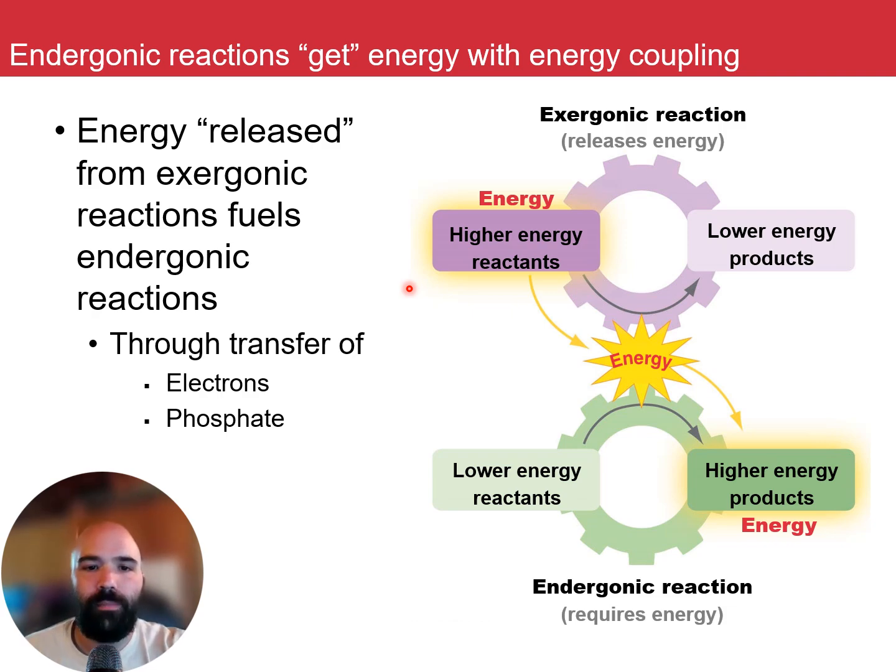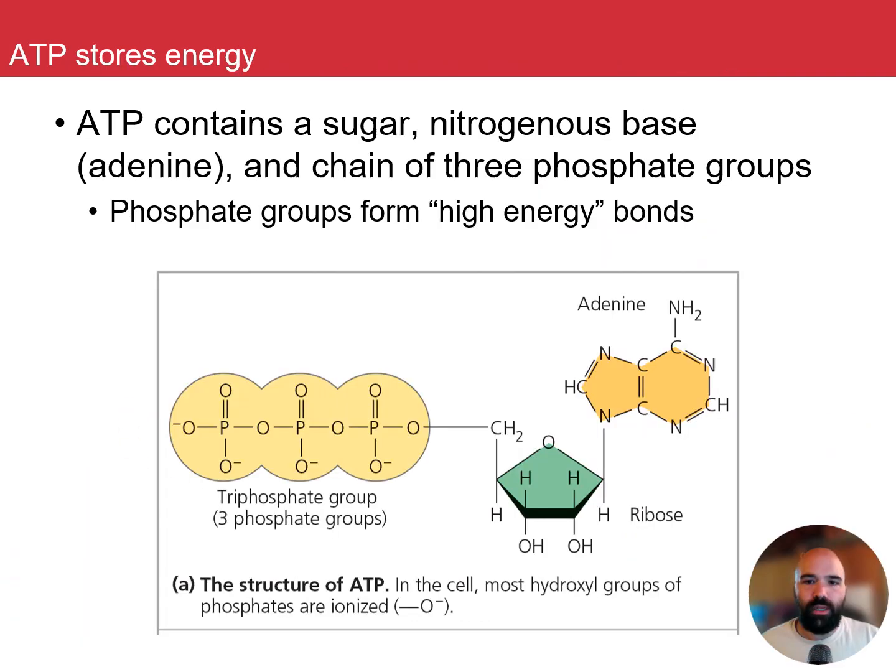And typically, when we talk about energy in exergonic and endergonic reactions, what we're talking about is transferring either an electron or a phosphate group. We'll talk about using electrons as a way to transfer energy in the next module. For now, we're going to focus on the transfer of that phosphate group to transfer energy. And cells will mainly do this with a molecule called ATP.